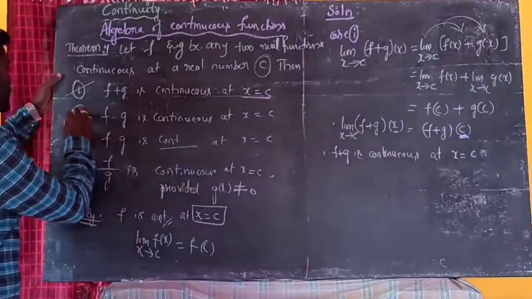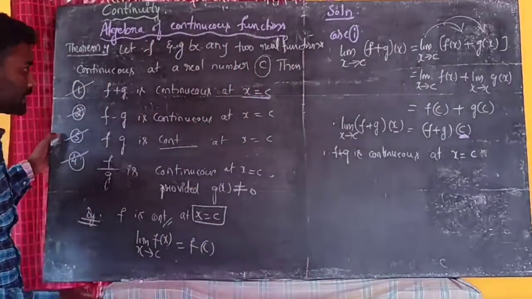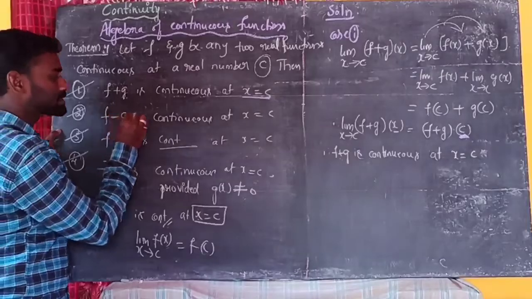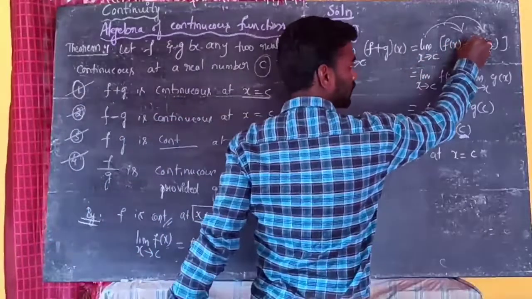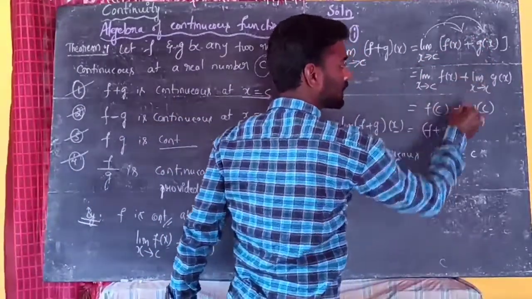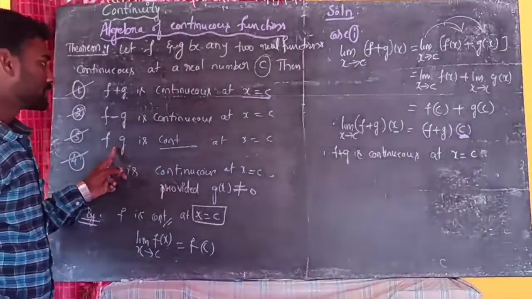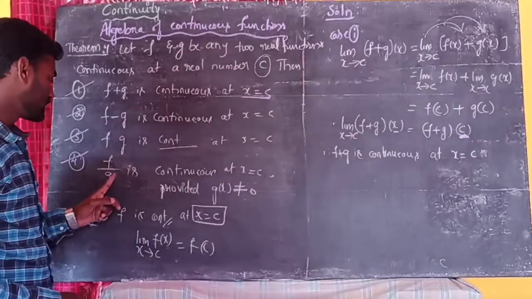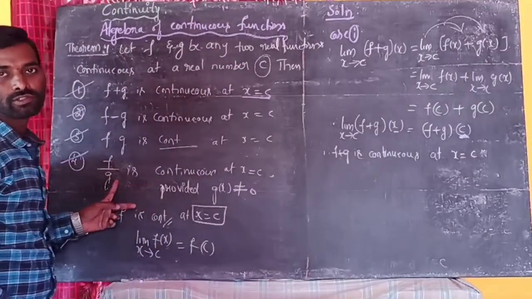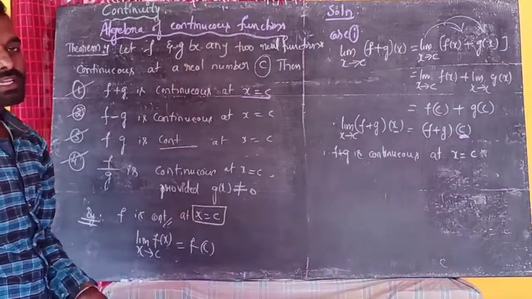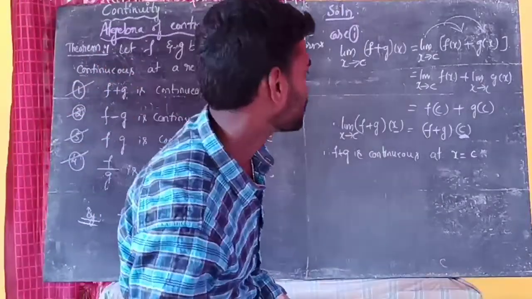Similarly, we will prove these three results, guys. In place of the plus sign, we will consider the minus sign for the second one. For the third one, we will multiply those two results. For the fourth, we will divide those two results and apply limit properties, guys. Okay, now next question.